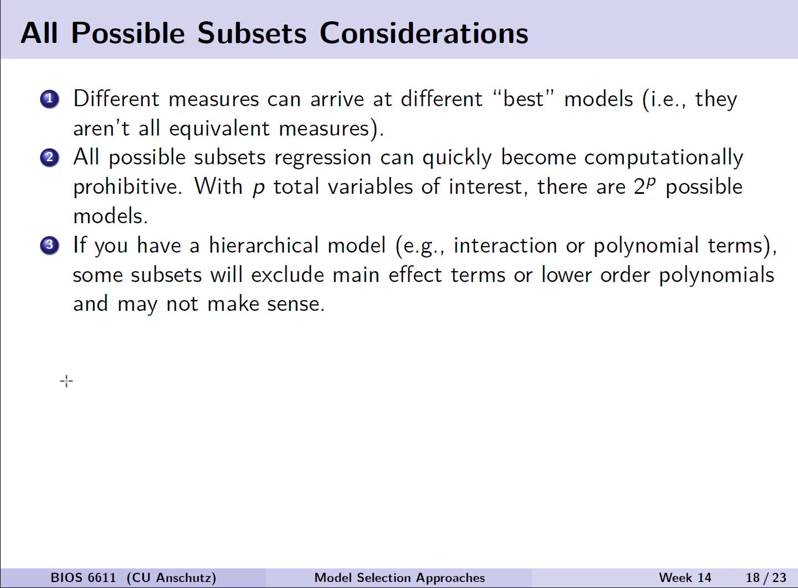A third consideration then is that if you were looking at a hierarchical model, for example, you suspected you need an interaction term or potentially need some sort of polynomial terms in your model, some of those subsets will, by its definition of looking at all possible subsets, exclude either the main effect terms for the interaction or the lower order polynomials, and therefore they may not make sense for a given model. In those cases, we have to look through the results and exclude or ignore those models where we're getting rid of the hierarchical nature of the model we've proposed.